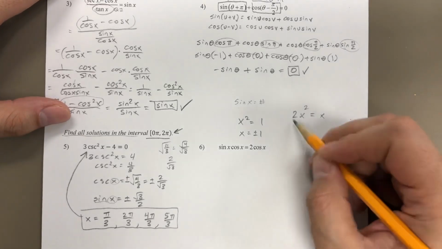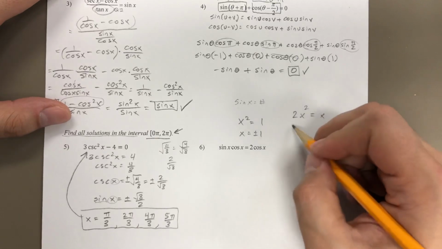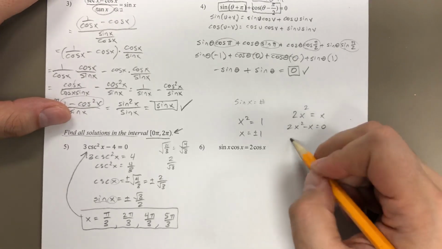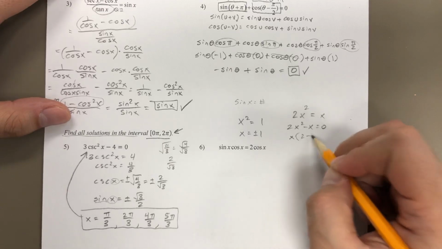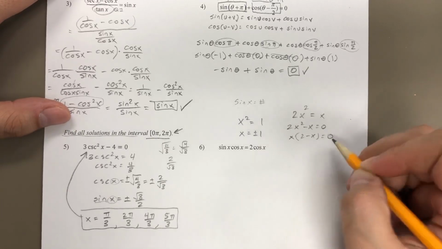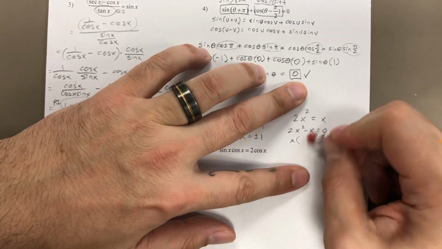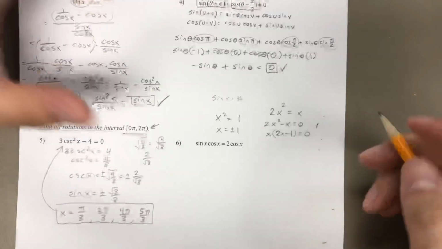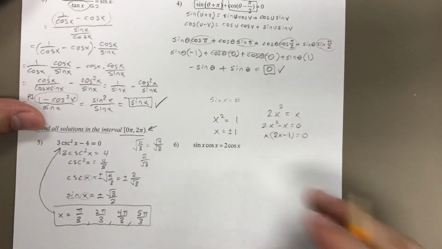So what I would need to do, instead of dividing out an x, is subtract an x from both sides. So 2x squared minus x equals 0. And then factor out the common factor, which is x, and then solve. Sorry, that's a 2x, and that should be a 1. Okay, so this would give you 2 solutions for your answer.